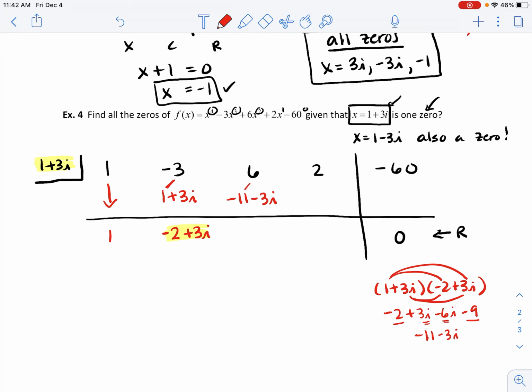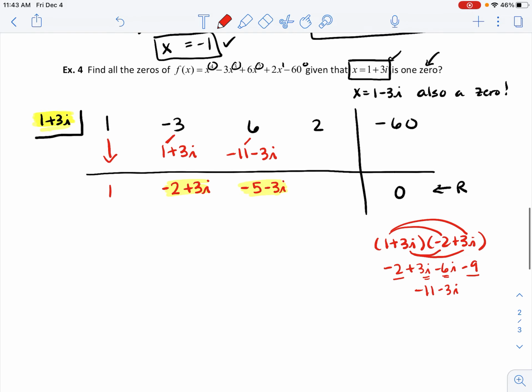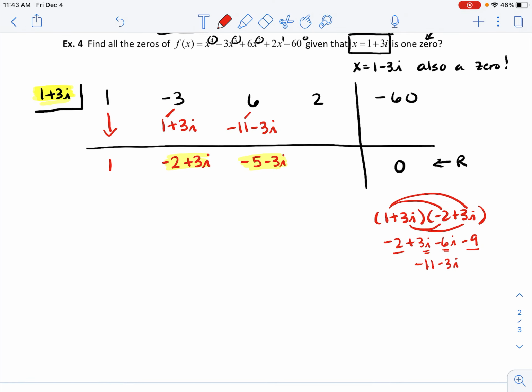I promise it's going to get easier. So again, I can only combine the real terms here. So 6 minus 11, that's negative 5. And then I'm still going to have that minus 3i. Okay, this is so awful, I know. Now look, you have to now multiply 1 plus 3i times negative 5 minus 3i. Again, I suggest doing it on the side just so you don't make mistakes. So now I have to do 1 plus 3i times negative 5 minus 3i.